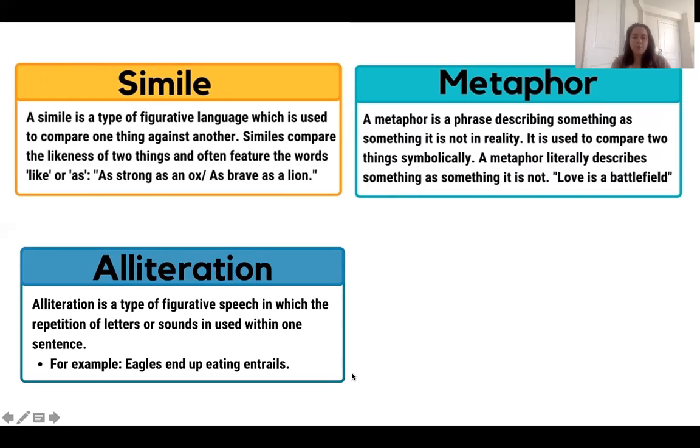Next, we have alliteration. Alliteration is a type of figurative speech in which the repetition of letters or sounds is used within one sentence. For example, eagles end up eating entrails. So that might sound a little bit complicated. It's basically just when an author is using the same letter to start words over and over again. So a lot of tongue twisters have a lot of alliteration. Sally sells shells by the seashore. Lots of S's, that's alliteration. Here we have eagles end up eating entrails. Lots of E's, that's alliteration. Anytime the author is starting words with the same letter over and over again, that's an example of alliteration.